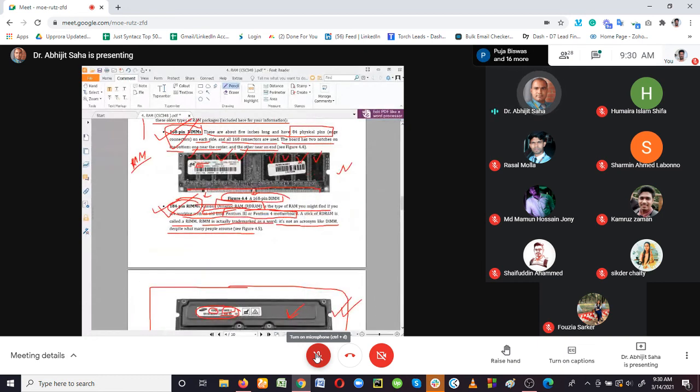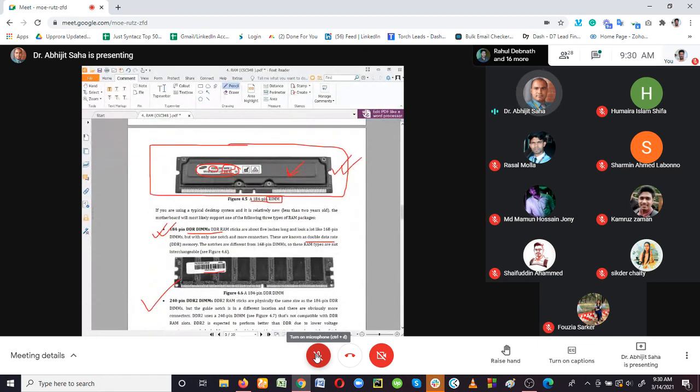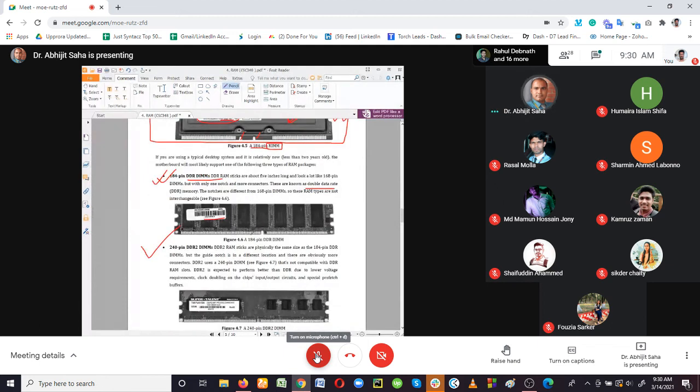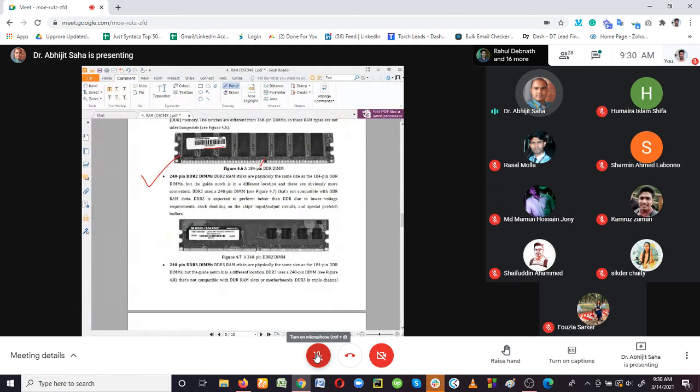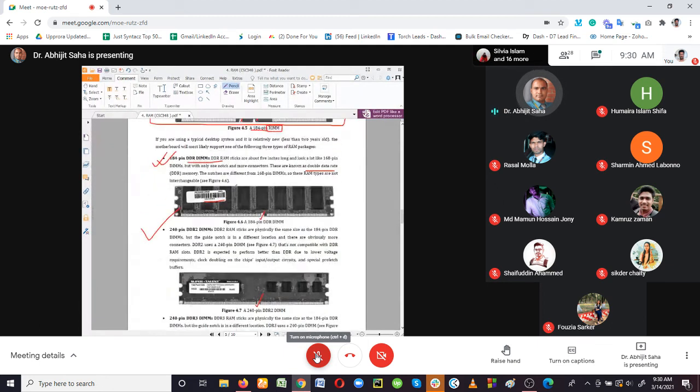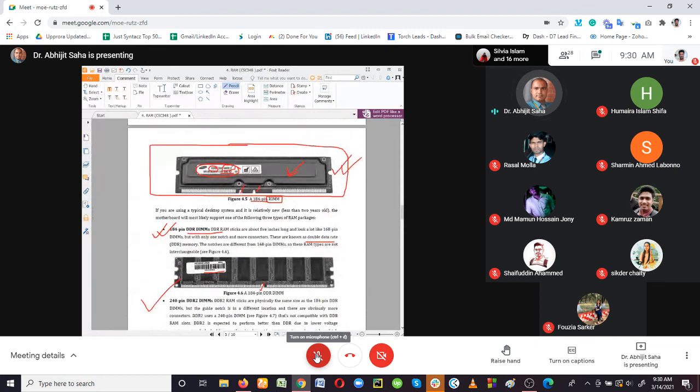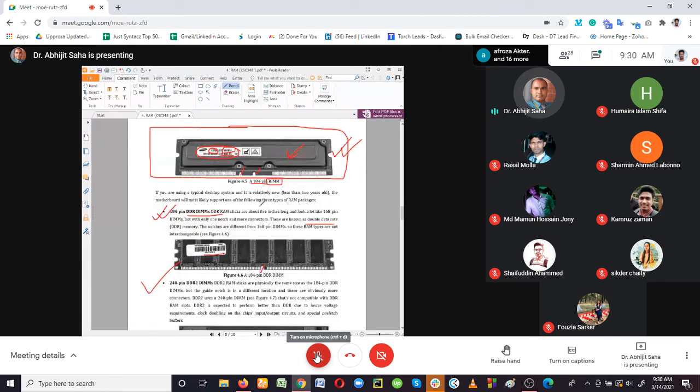The notches you're seeing here, right? You'll see that the notches are different for the different types of RAM. So by seeing these notches itself, you will be able to understand that they are not going to fit onto the same memory slot on the motherboard. That is what the different motherboards coming into the market with upgradation are about. The different memory slots are there, so different types of RAMs are there. So that is what actually day by day these are improving.